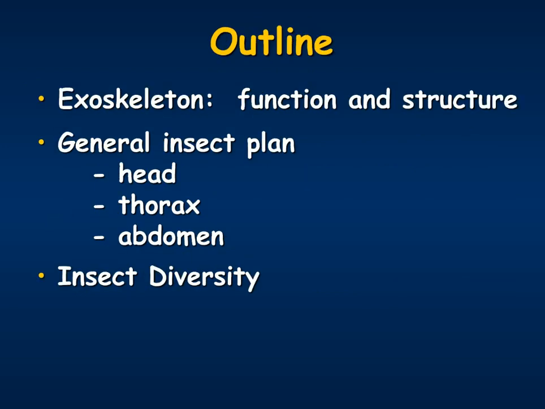So the outline for the next couple of lectures is that we're going to be talking about the exoskeleton and its function and structure, the general insect plan, which includes the three body regions, the head, the thorax, and the abdomen, and then insect diversity.